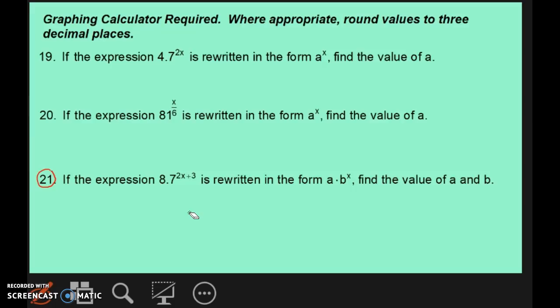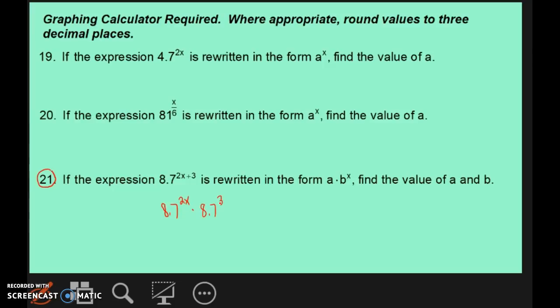What I'm going to try first is rewrite that, working backwards from my exponent rules. Knowing that if I multiply with the same base, I add the exponents, I'm going to work backwards from that and break this apart into a multiplication problem. This is really 8.7 to the 2x times 8.7 to the 3. 8.7 to the 3 will end up being our coefficient. We'll calculate what that is in just a second.